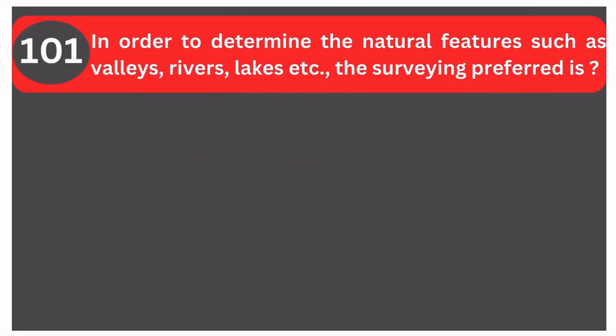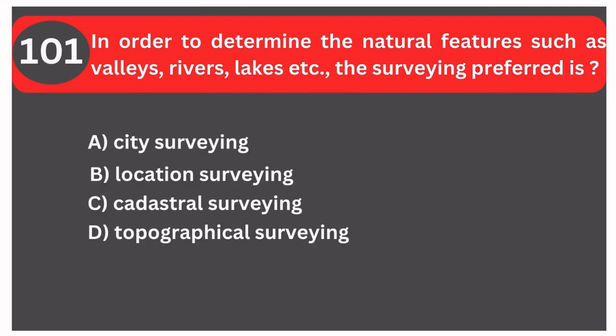In order to determine the natural features such as valleys, rivers, lakes, etc., the surveying preferred is. Options: A. City surveying. B. Location surveying. C. Cadastral surveying. D. Topographical surveying. Answer: D. Topographical surveying.